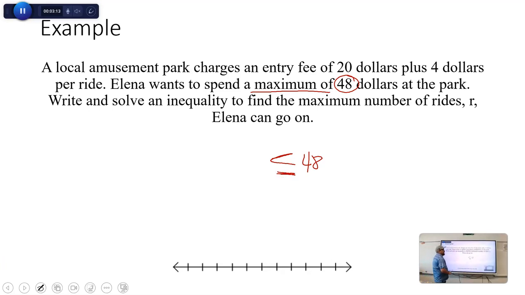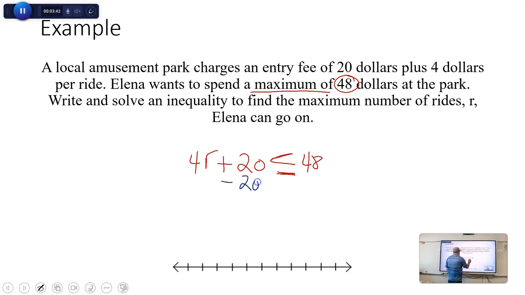Okay, it's $20 just to get into the park, so we're going to have plus 20. And then we want to know how many rides she can go on, and it's $4 per ride. So we have $4 per ride plus the $20 entrance fee, and she wants all of this to be less than or equal to the maximum of $48. So we're going to go ahead and solve this problem.